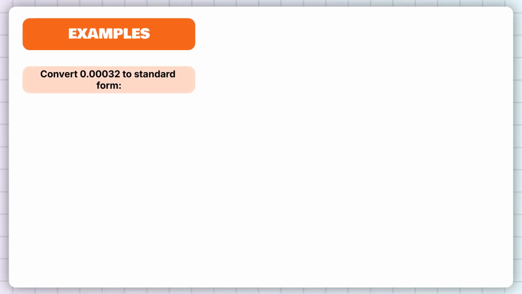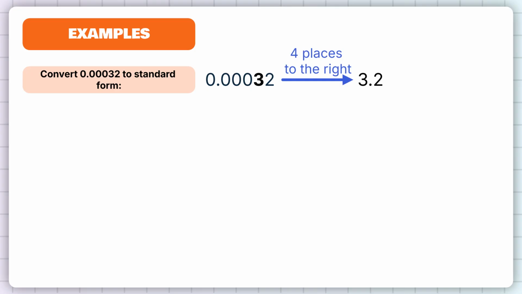Our first problem is convert 0.00032 to standard form. Identify the first non-zero digit. Here it is 3. Count the number of places you need to move the decimal point to place it just after the 3. This is 4 places.